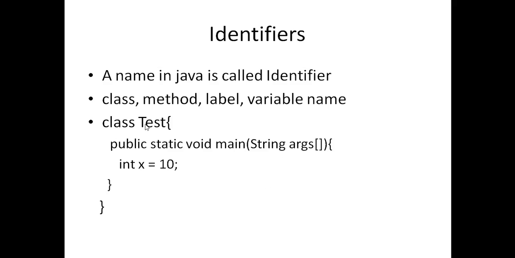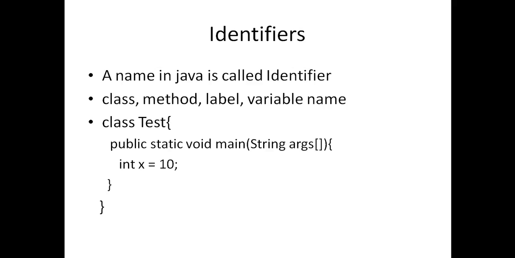Over here I have an example which has the class name as test. This is a method which has a name called main, and here is a variable which I have declared, and the variable name is x. So x, main and test, these three things inside this program are identifiers.